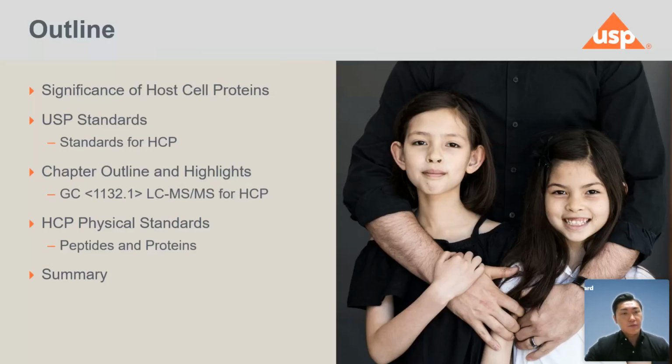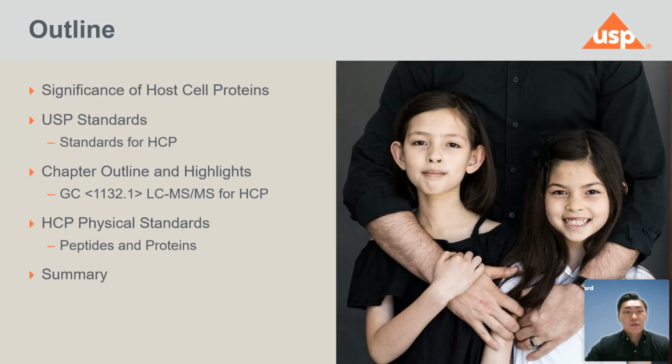So just some brief outline of what this talk is going to be about. We're first going to look into the significance of host cell protein. And then we're going to do a little brief introduction on what are the USP standards and what are USP standards for host cell protein. And then we're going to dive deep into the chapter outline and highlights for the new 1132.1 chapter on LC-MS for host cell protein analysis. And then we're going to look at some of the host cell protein physical standards that USP is currently developing. And lastly, there will be a summary slide at the end.